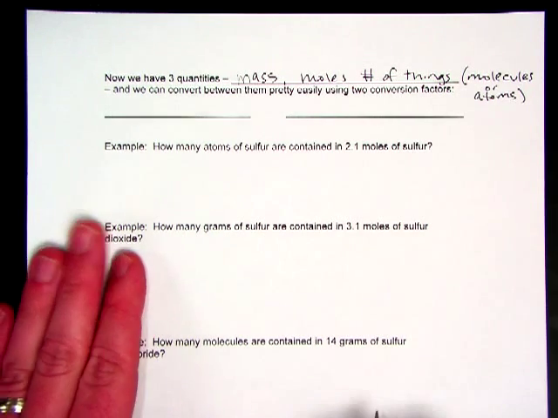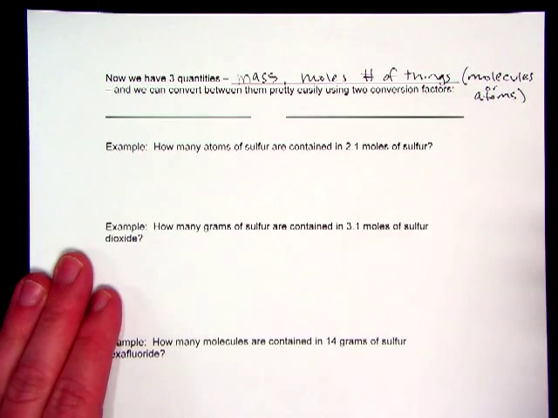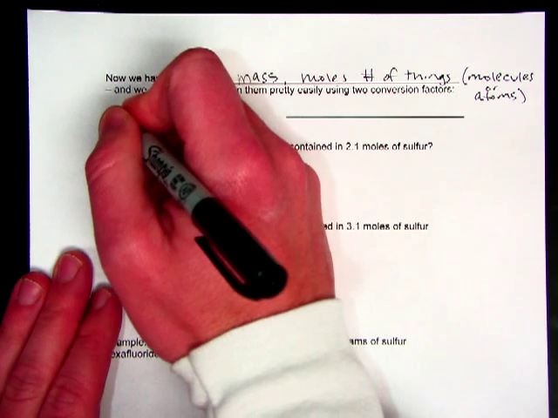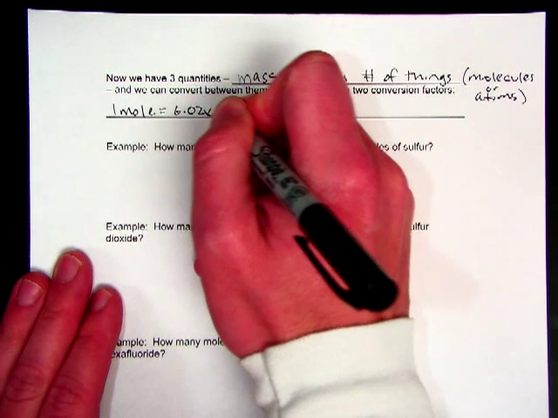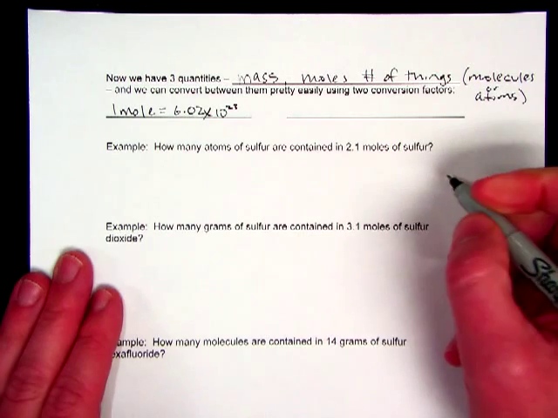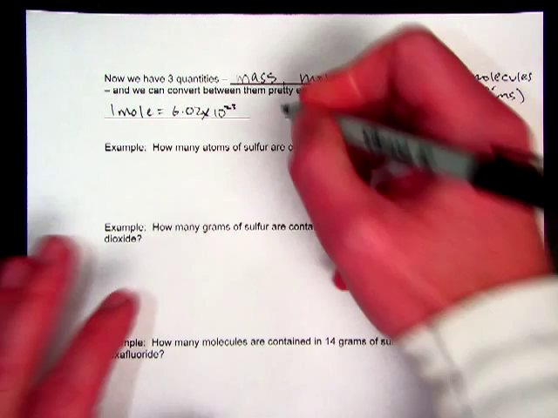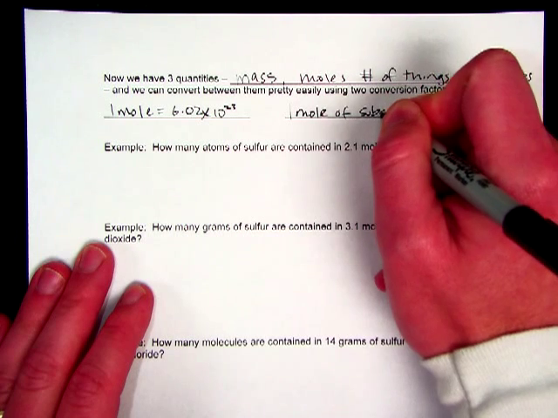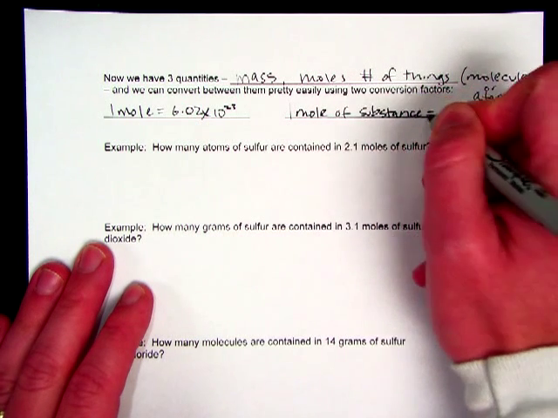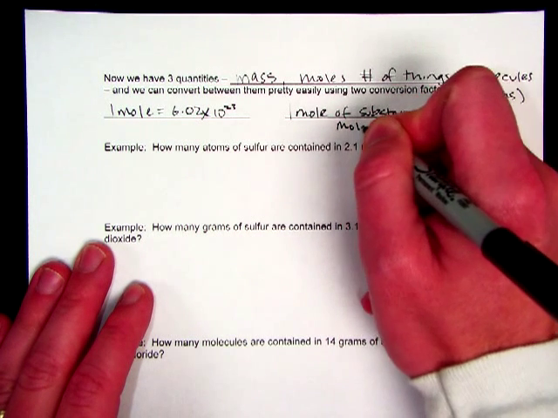And we can convert between any of those three using two conversion factors. The first one is that 1 mole of anything equals 6.02 times 10 to the 23rd of that thing. And the second one is that 1 mole of a substance equals the molar mass for that substance.